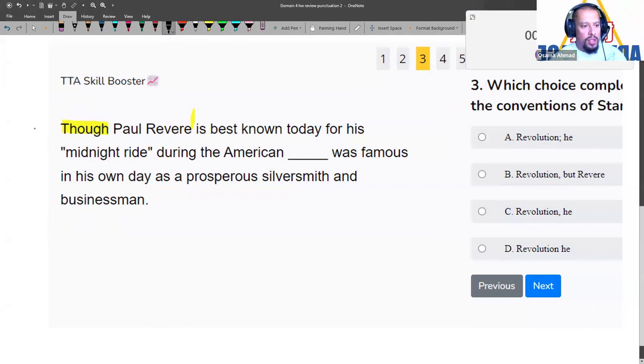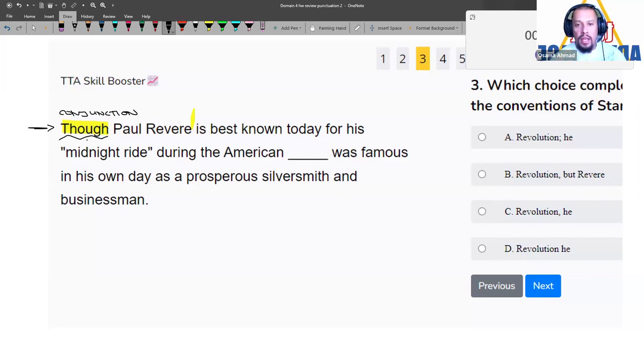What part of speech is this? Is it a noun? Is it a pronoun? Is it an adjective? Is it a conjunction? What part of speech is this? It's an adjective. No, it's a conjunction. I need you to memorize your conjunctions. I'll make sure to give you an activity today to give you an idea of conjunctions.